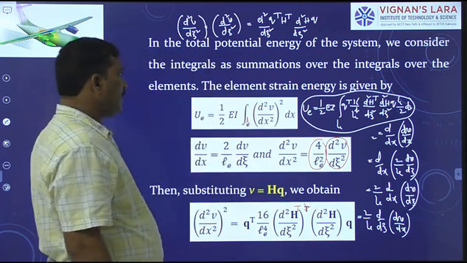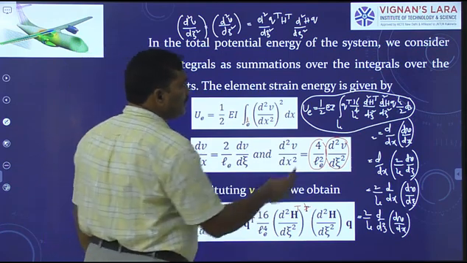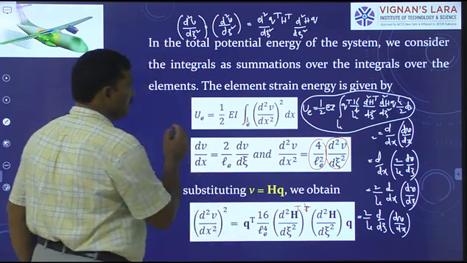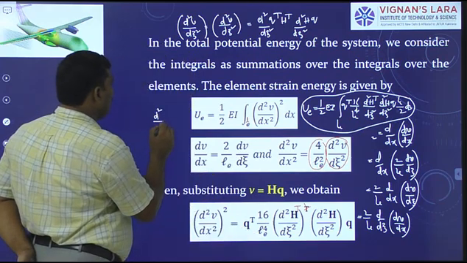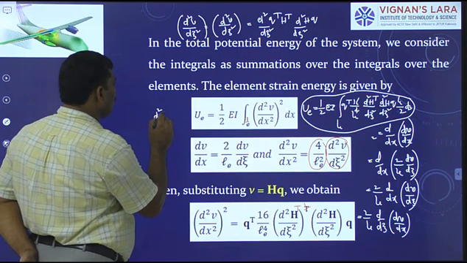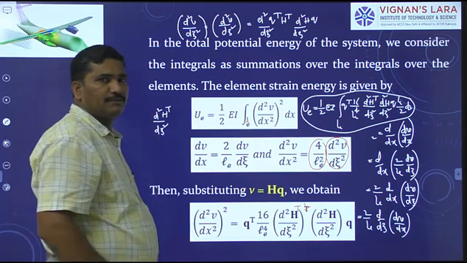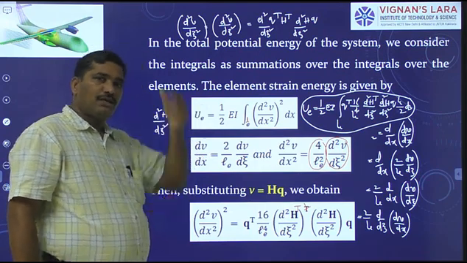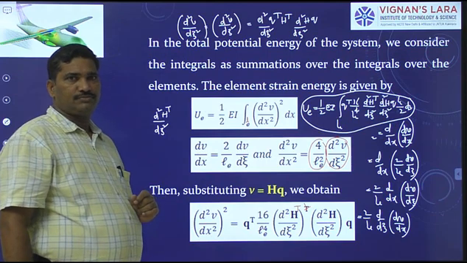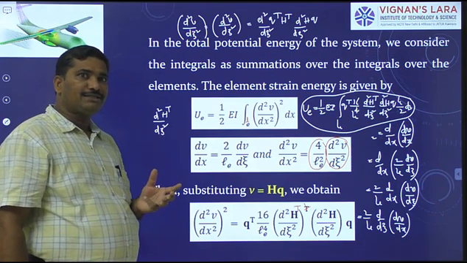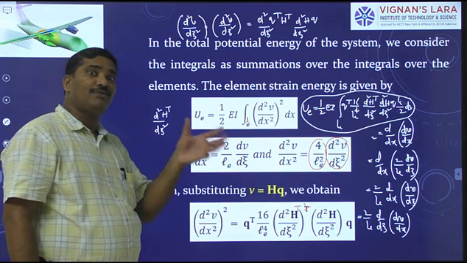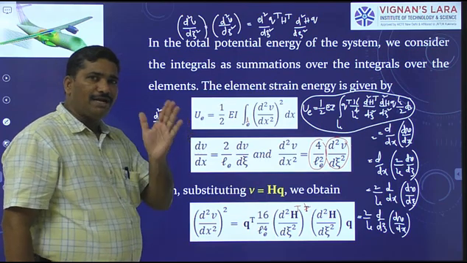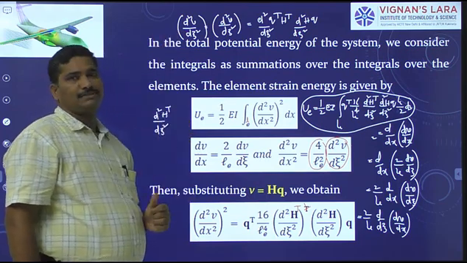Understand? Right. Now, what you have to do is evaluate this first: D square by dj square of H transpose. First, H transpose is a column matrix. What is H? It is a Hermite shape function matrix. H is a row matrix, and H transpose is a column matrix.